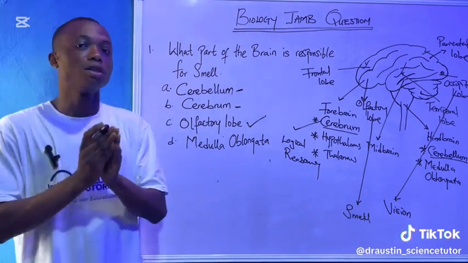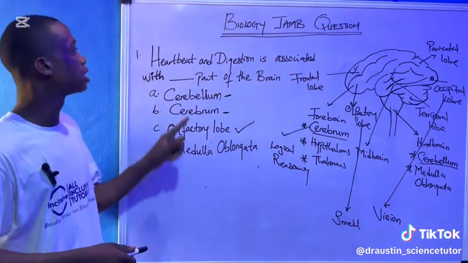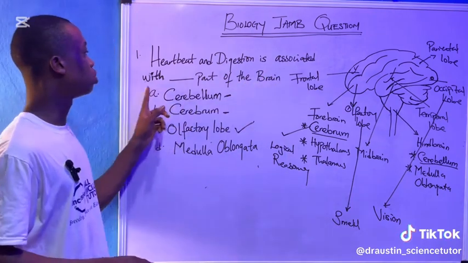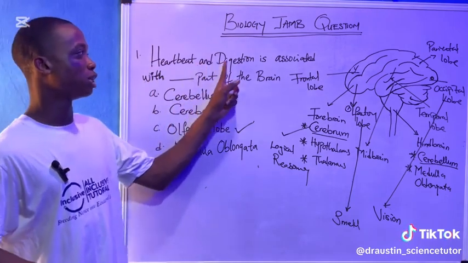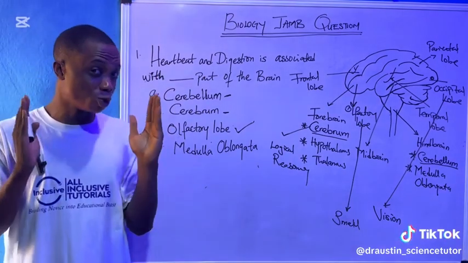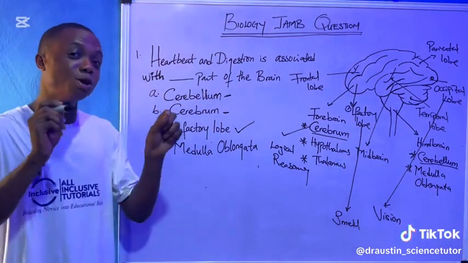So I'm going to give you one particular question now, and I want you all to solve it and drop your answer in the comment section. Now look at this question. It says heartbeat and digestion is associated with dash part of the brain. Heartbeat and digestion is associated with dash part of the brain. According to what I've explained so far, what will be the answer? If you know the answer, drop it in the comment section.